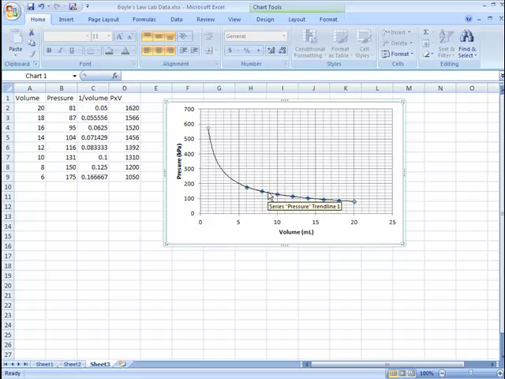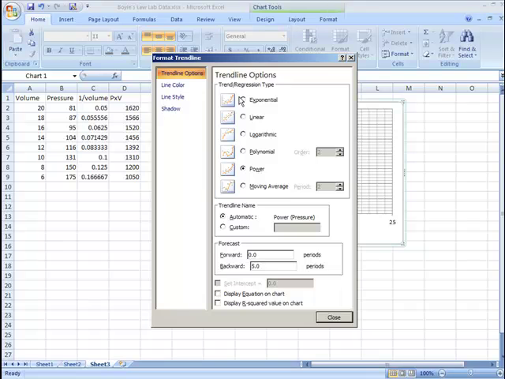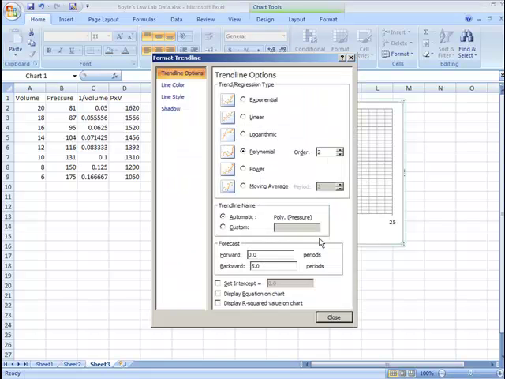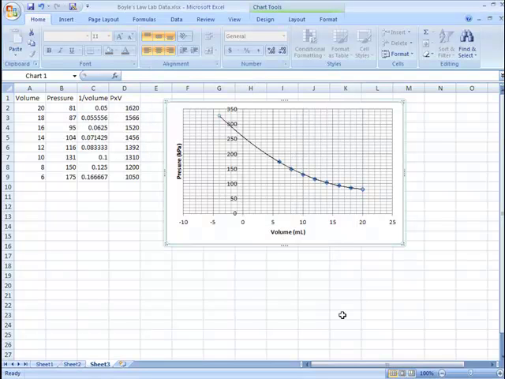That is not bad. And then let's see if we got a different format. What if it was a polynomial? That matches really well. We'll extend it back 10 periods. All right, now you can see it matches pretty well with the data.